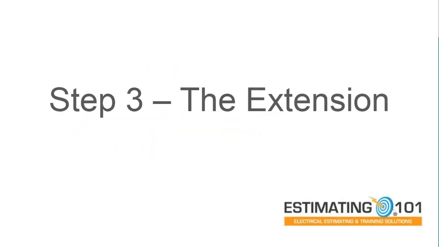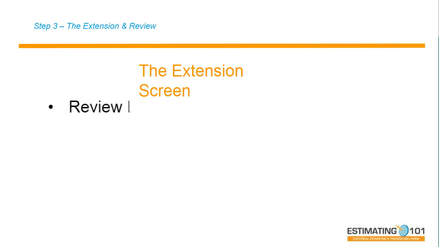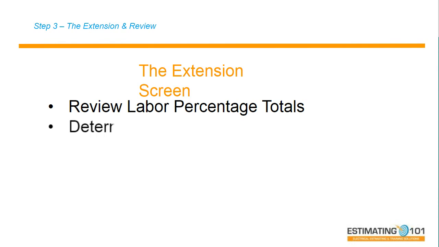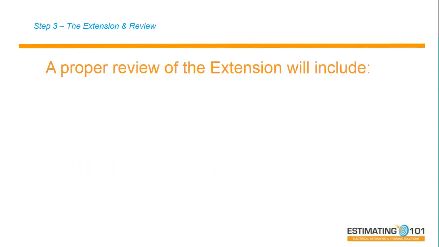Step number 3 is the extension. That's after you've counted and measured, after you've quantified everything. Now you need to check your estimate and review it to make sure you're accurate and you've got it all together. With computerized estimating, we have great ability to analyze an estimate on a live computer screen. So on the extension screen, I can review labor percentages. I can review and determine my risk on the project. I can make adjustments. I can mitigate my project risk.